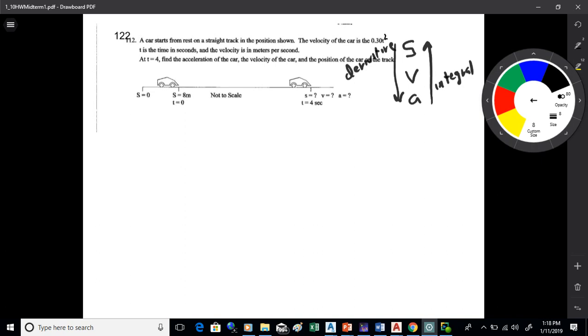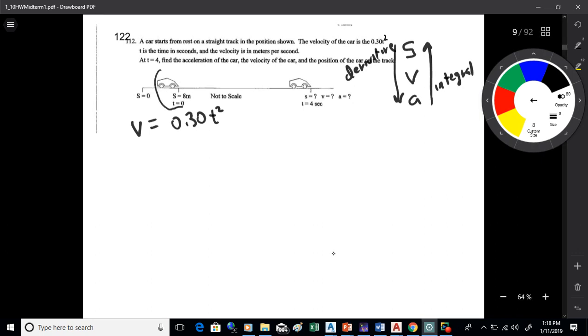Now, what you've got going on here is the velocity, and that's given as 0.3 t squared. So that's where you're starting. That's the information that you've got. Now, the other thing you want to be looking at is right there. That's some information that you're given too. So okay, that's the information that you want to start with.